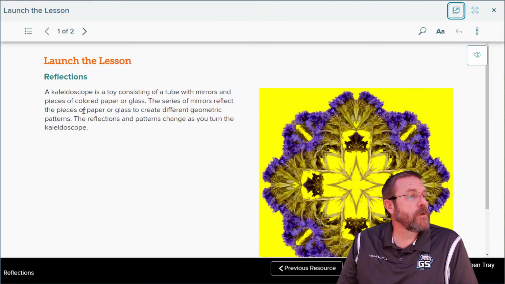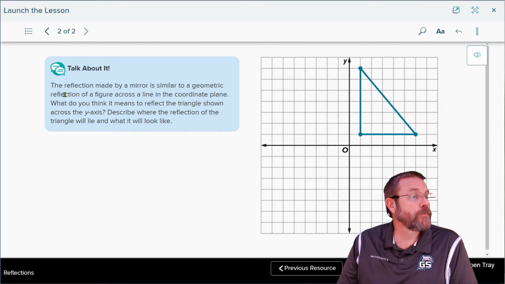A kaleidoscope is a toy consisting of a tube with mirrors and pieces of colored paper or glass. The series of mirrors reflect the pieces of paper or glass to create different geometric patterns. The reflections and patterns change as you turn the kaleidoscope.